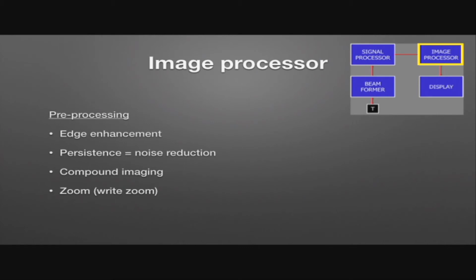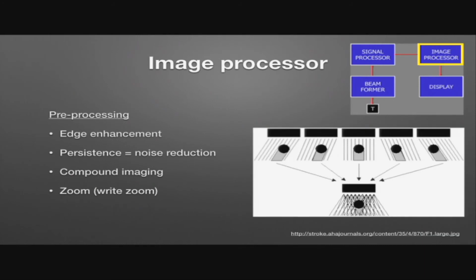You've got persistence, which is about taking the most recently acquired image and averaging it compared to previous images. And it's again about smoothing out that image motion and smoothing out the speckled texture that you're getting between the images.